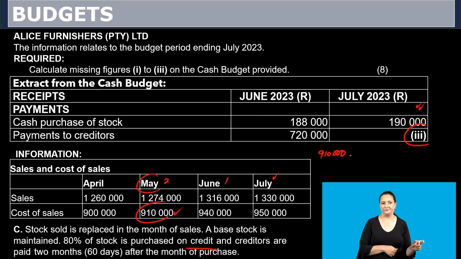Of that 910,000, I know that 80% is purchased on credit. So I need 80% of that. And once I get my 80%, that is what I pay to my creditors. In this case, it's going to be 728,000. That becomes my payments to creditors.